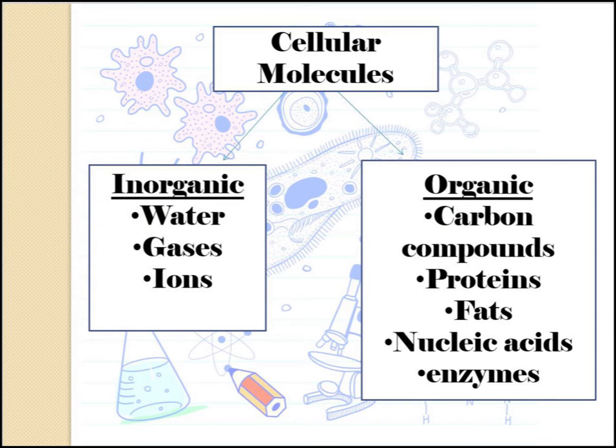Okay, so what is a cellular molecule? Any molecule which is present in a cell is a cellular molecule. Now, based on the structures of those cellular molecules, we can categorize them in two categories. One is inorganic and the second is organic. In inorganic, we find three things: water, gases and ions. And in organic, we get five components: carbon compounds, proteins, fats, nucleic acids and enzymes. So these are the molecules which we need to understand.